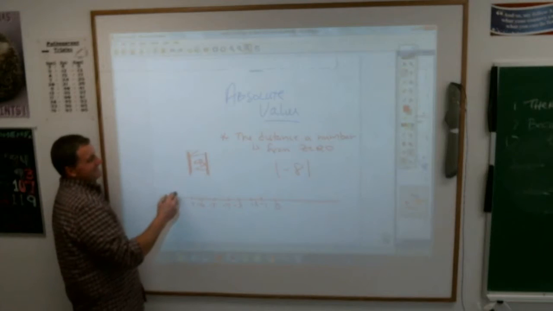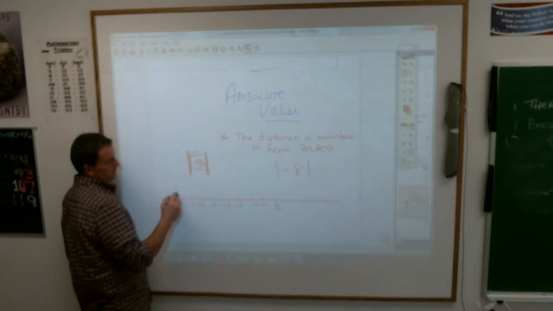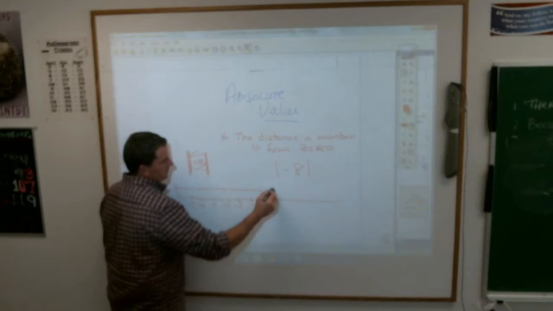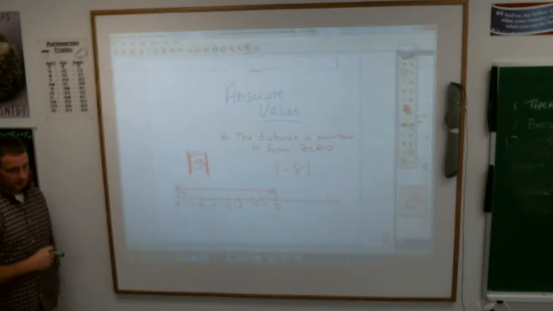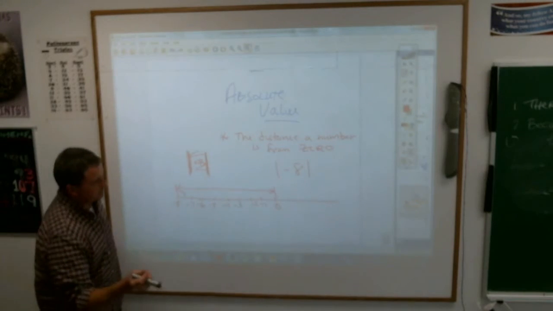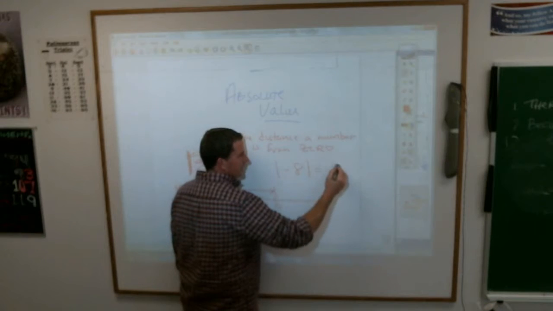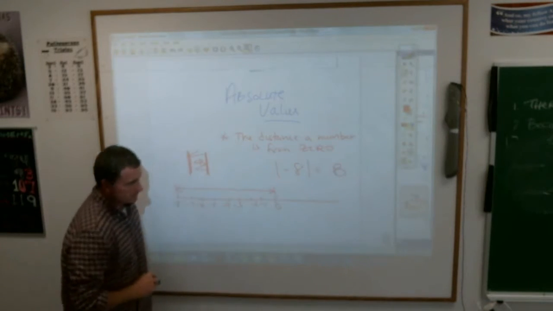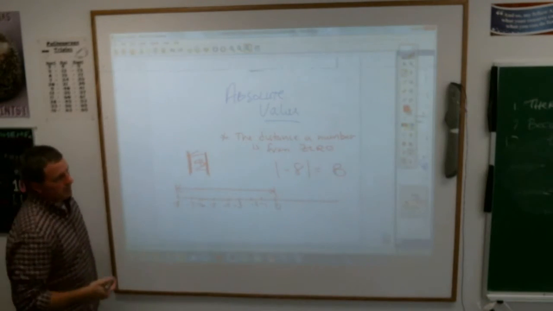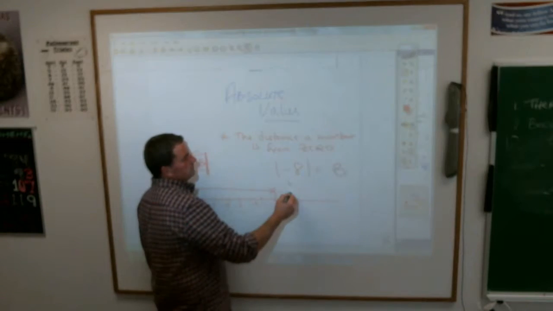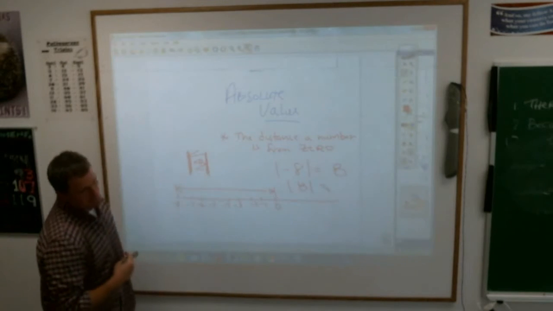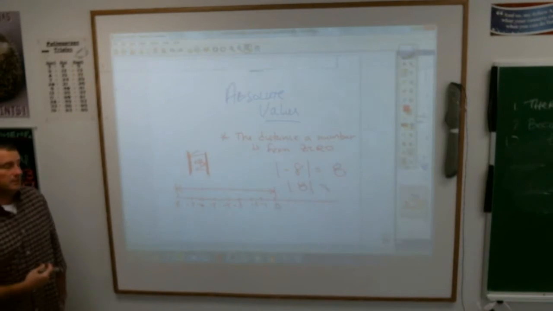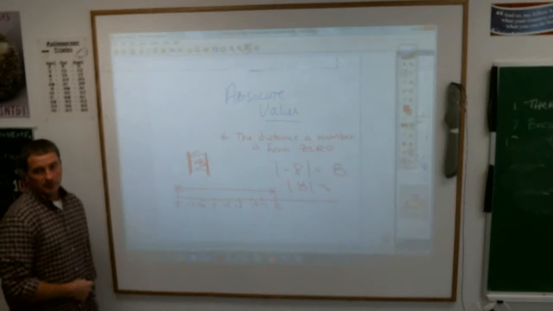What is the distance from -8 to 0? How many units is that? Do I have to count them? Cameron? 8. The absolute value of -8 is 8, and you can just write 8 for that. Well, what if I gave you +8? What is the absolute value of +8? How far is +8 from 0, Alex?